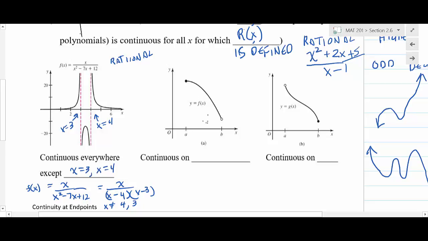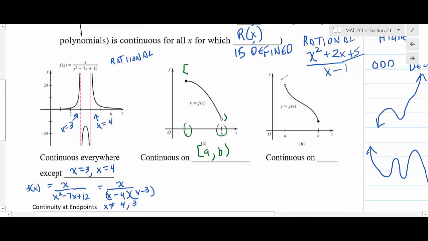Okay, the next one, if you look at this, now this is continuous. If you just trace that out, you're not ever lifting your pencil, so it's going to be continuous on the interval a to b. Since that has a dot, we're going to do a bracket there, bracket a. And then b has a bubble in it, so we're going to use a parenthesis on b like that. So it's continuous on that interval.